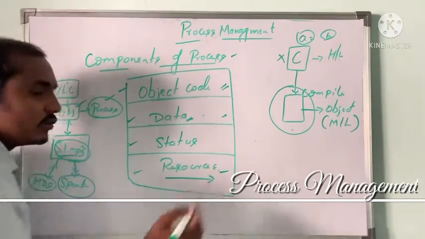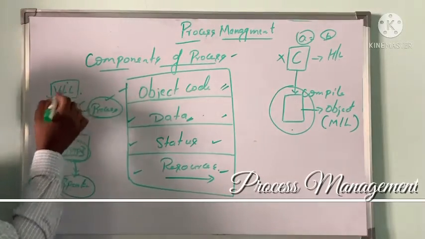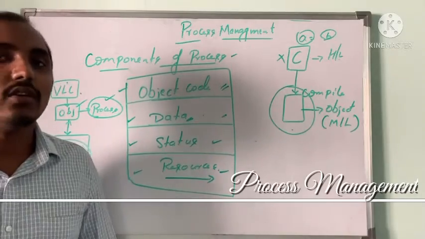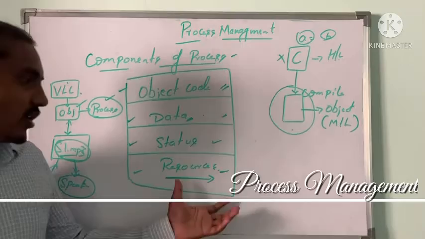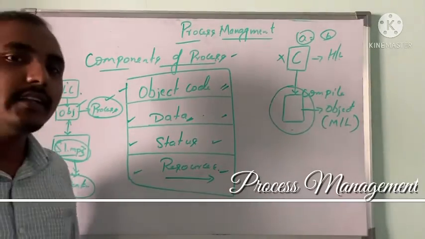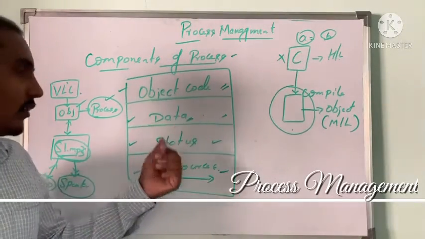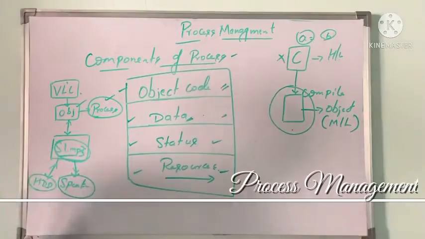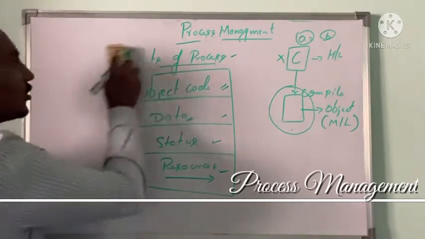Those will be resources. And status. Status is whether the VLC player is currently under execution, or whether it is in the stop state, or what state it is; that will be displayed in the form of status. So these are the components of a process. A process will contain these components: object code, what data is required, what the status is, and what resources that particular process needs. Okay, so hope this is clear, and we'll go to the next topic.